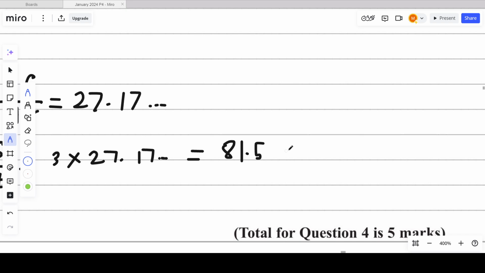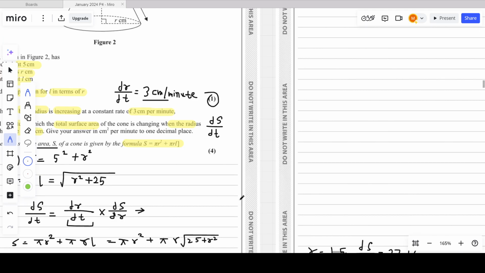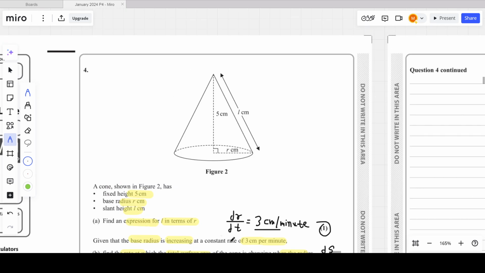What would be the unit? Centimeter squared per minute. Fine. And this is basically the value for the rate of change of the surface area of the cone. And that's all about question number 4. That's it.